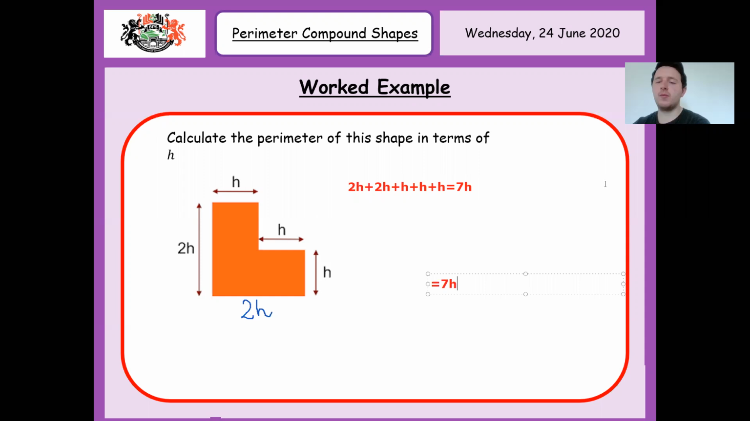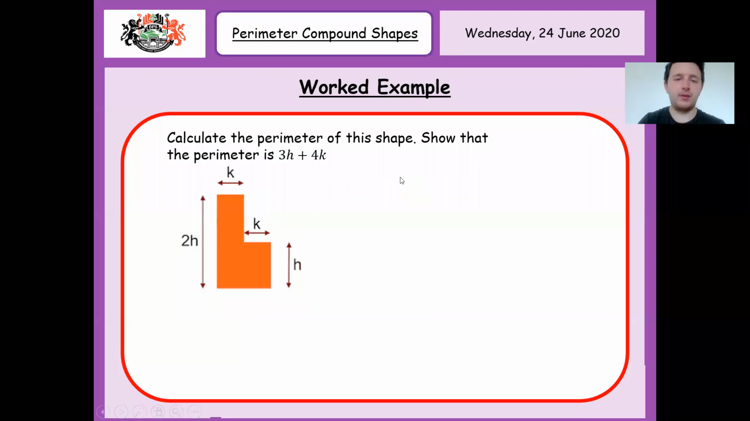You don't need to put centimetres because we don't know if it's centimetres or metres. So you just leave it as 7h. Simple as that. Next example.